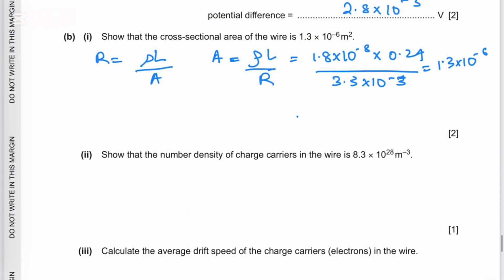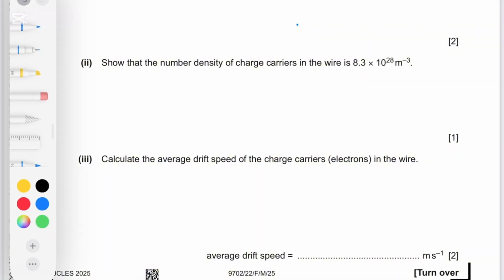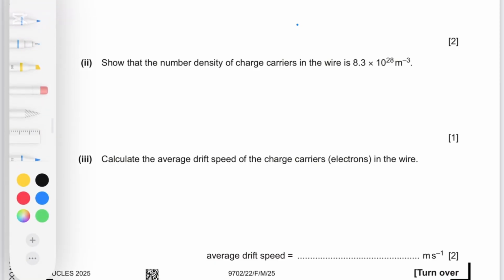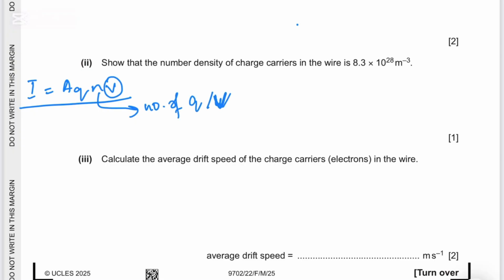Show that the number density of the charge carriers in the wire is 8.3 times 10 raised to 28 per meter cube. Okay, we know of the formula where current is equal to cross-sectional area of the conductor times the charge on a charge carrier multiplied by the number density and the drift speed. Since we don't have the drift speed, we can't exactly use this formula. So you need to use your understanding of what the number density of charge carrier actually means.